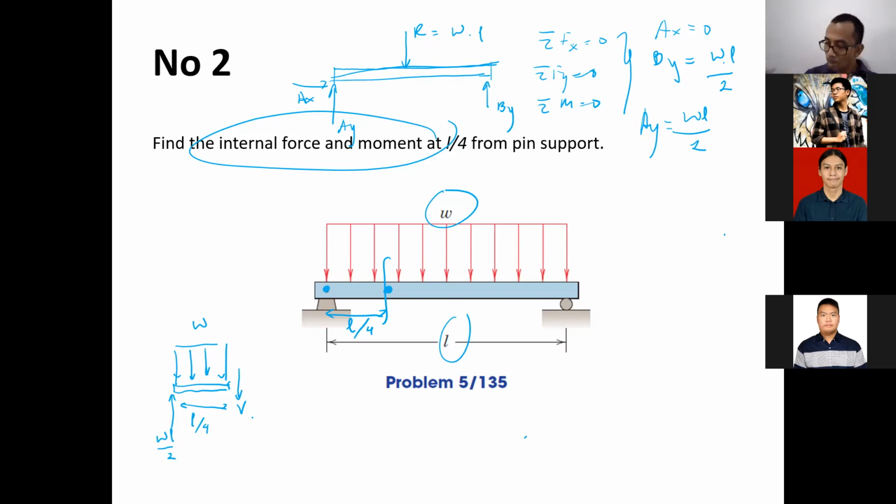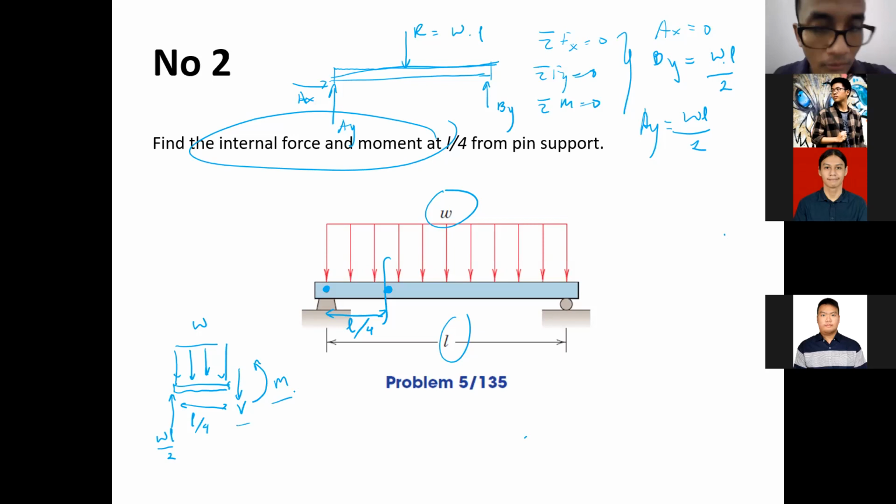Okay, sir. Sorry. Yeah, is the moment supposed to be clockwise or counterclockwise? The moment is going to be clockwise, sir. Yeah, clockwise. Are you sure? Clockwise is like this. Sorry. Counterclockwise is positive, because positive moment is supposed to make the beam smile. Okay. Yes, sir. So this one is our internal shear force and internal moment that we're supposed to solve.